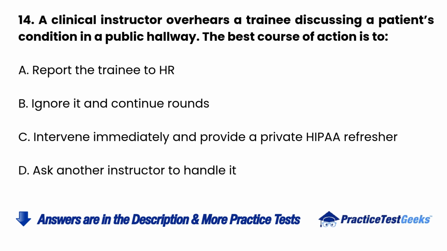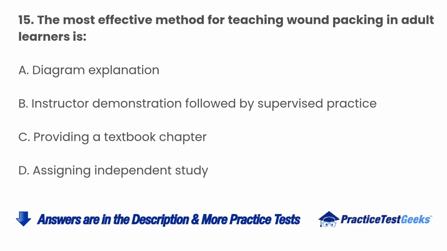14. A clinical instructor overhears a trainee discussing a patient's condition in a public hallway. The best course of action is to A. Report the trainee to HR. B. Ignore it and continue rounds. C. Intervene immediately and provide a private HIPAA refresher. D. Ask another instructor to handle it.